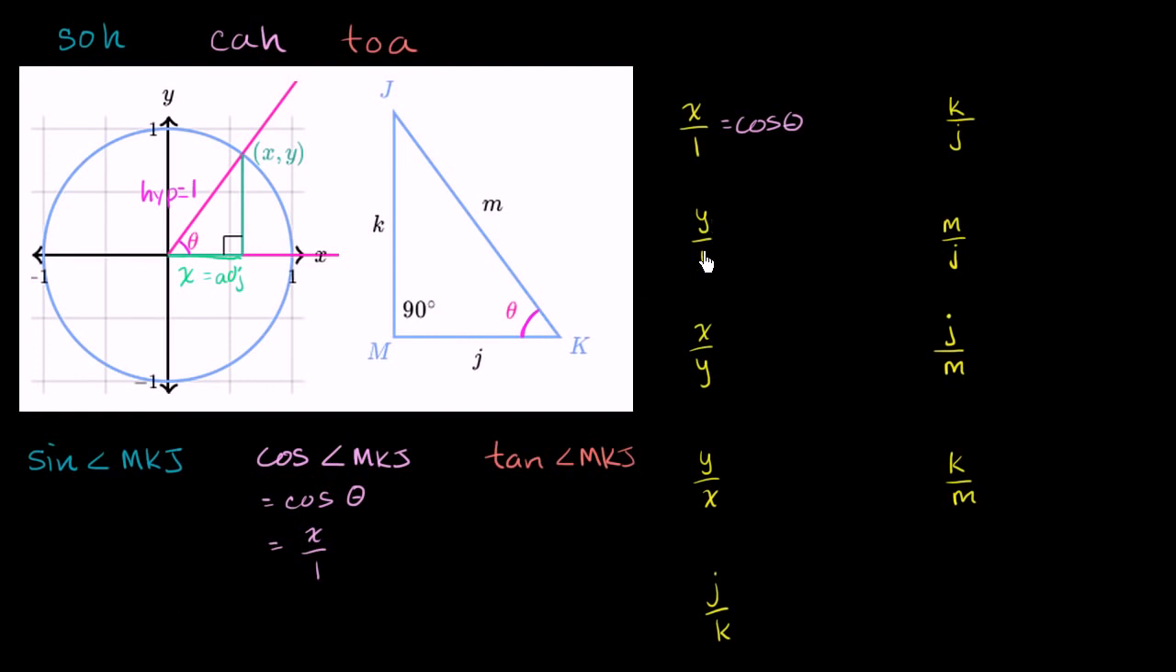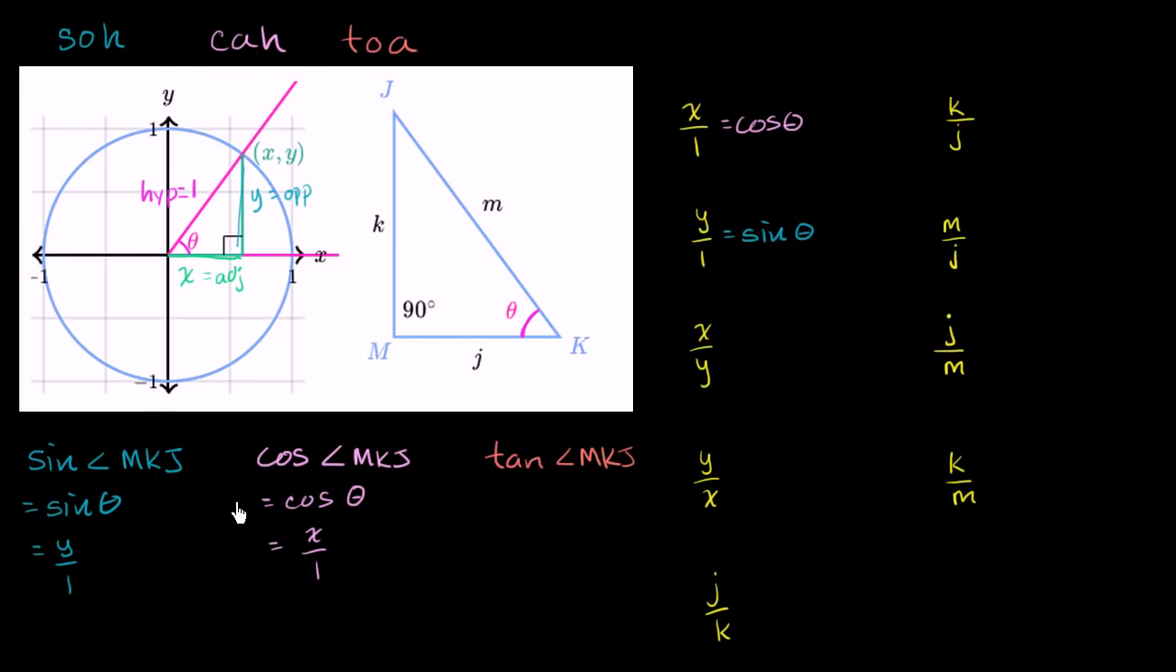Now let's move over to y over 1. Well, y is going to be the length of this side right over here. Y is this length relative to angle theta. That is the opposite side. Now, which trig function is opposite over hypotenuse? Opposite over hypotenuse, that's sine of theta. So sine of angle MKJ is the same thing as sine of theta, since they have the same measure. And now we see that's the same thing as y over 1.